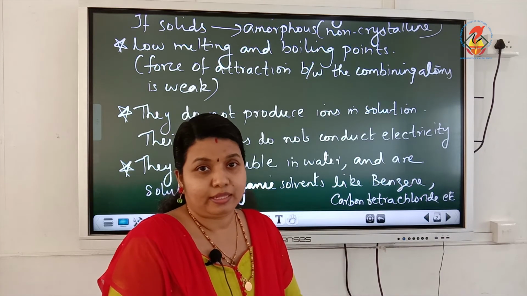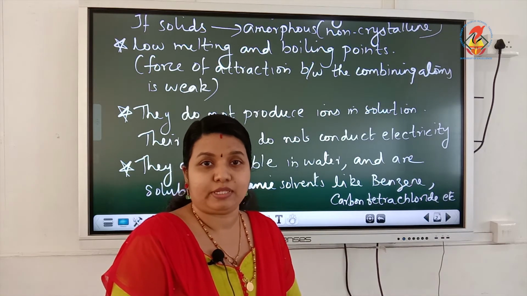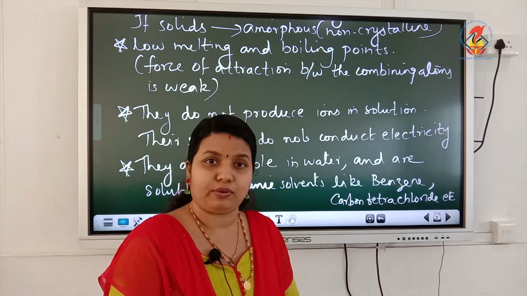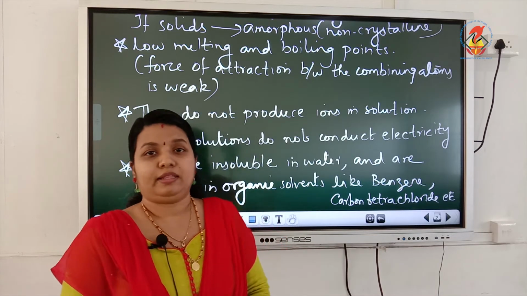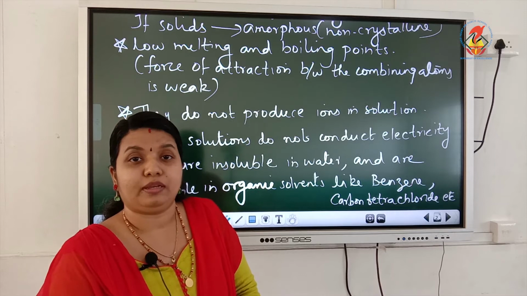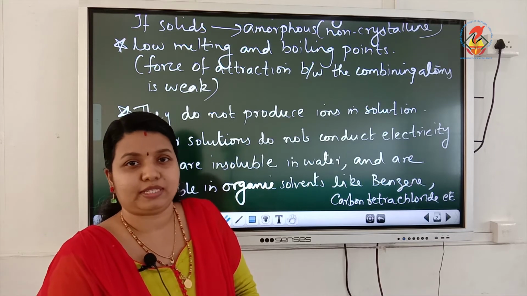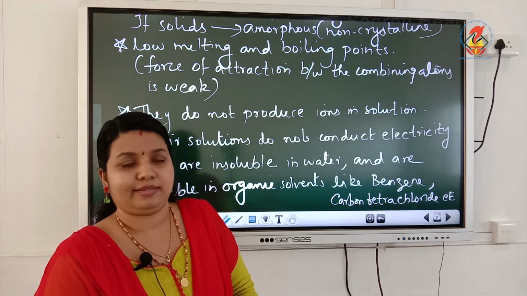First one is they generally exist mostly in liquid state or gaseous state, and if solids, rarely a few solids are there, their state is amorphous. They exist in amorphous state, that is non-crystalline state.